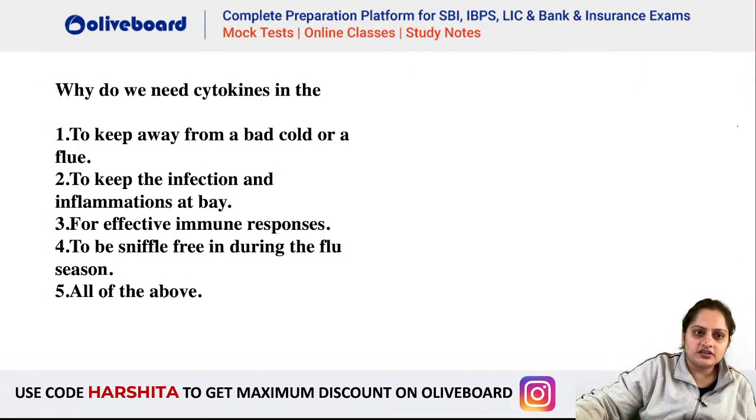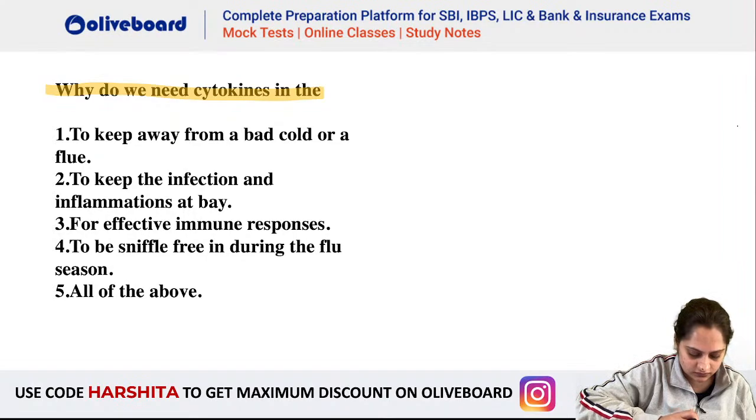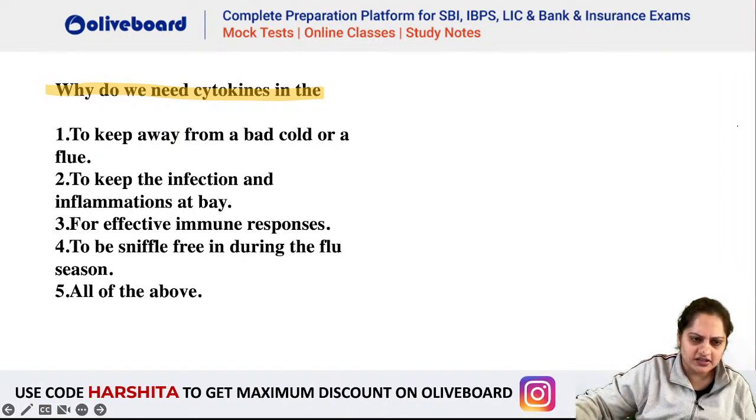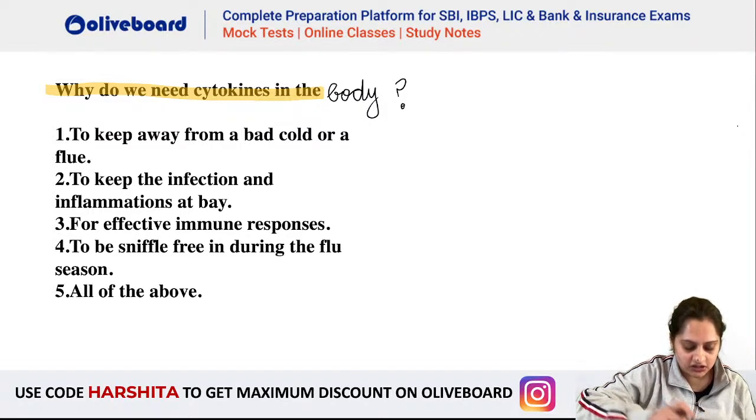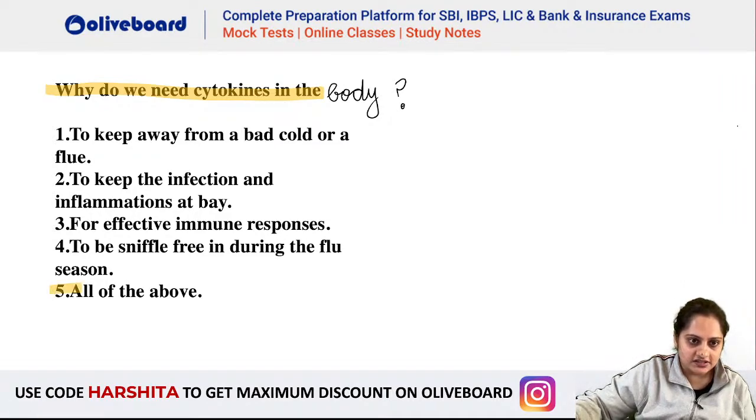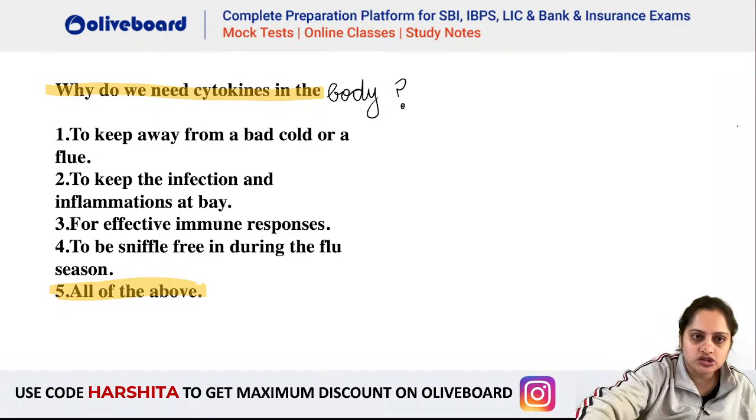Okay, next. Why do we need cytokines, I think this is incomplete, in the body? This I think is given directly, right? Reason. These are your options. All are given. If you see, reasons are given. Why do you need them? Very good. All the reasons are given. All of the above. Direct question.